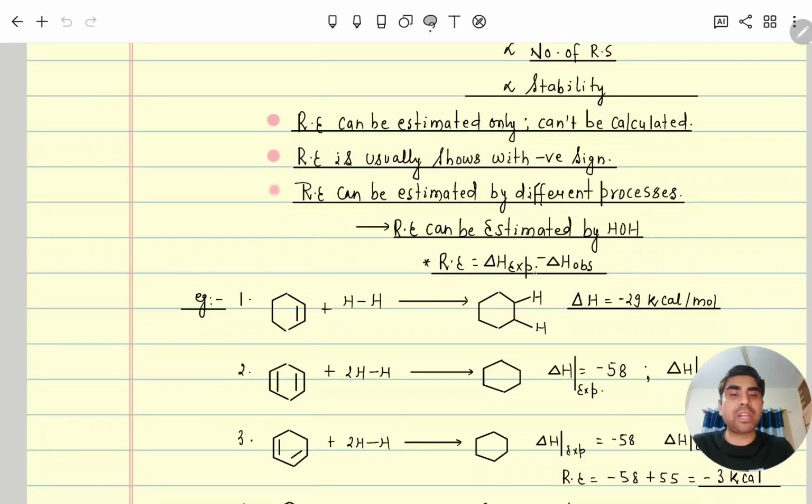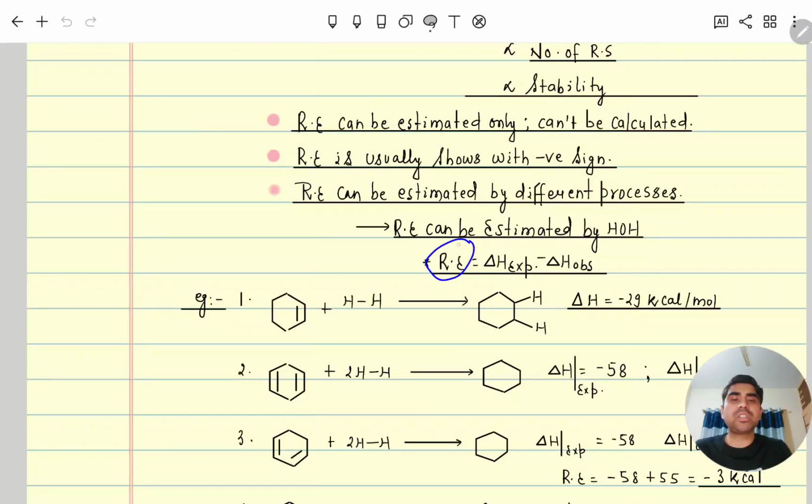Resonance energy can be calculated by, as you can see here, the heat of hydrogenation. We studied heat of combustion: it is directly proportional to the number of carbons, and if the carbon atoms are the same, then it is inversely proportional to stability, or directly proportional to strain. Here we are discussing heat of hydrogenation. Resonance energy can also be calculated by heat of hydrogenation. There are several processes by which we can estimate resonance energy, and one method is heat of hydrogenation.